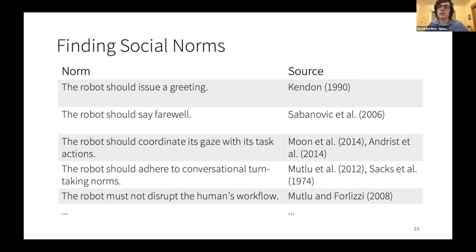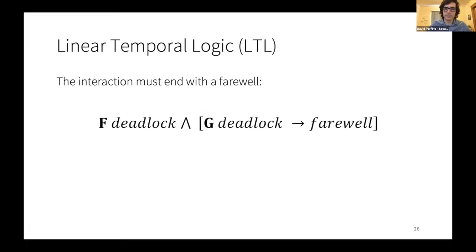For us, the set of social norms that we check interaction designs against comes from the literature. I've just provided 5 examples of social norms on the screen right here. There are some fairly simple ones, like the robot should issue a greeting and the robot should say farewell. But then there are also some more complicated ones that are up for a little more interpretation, like the robot should coordinate its gaze with its task actions, or the robot should adhere to conversational turn-taking norms, or the robot should not disrupt the human's workflow.